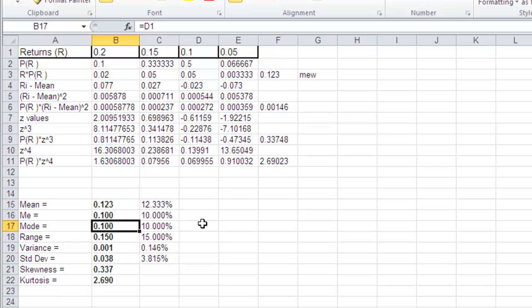The mode is the most common value, which is the one with the highest probability of occurring, easy to work out. The range is the biggest minus the smallest. And that's all.